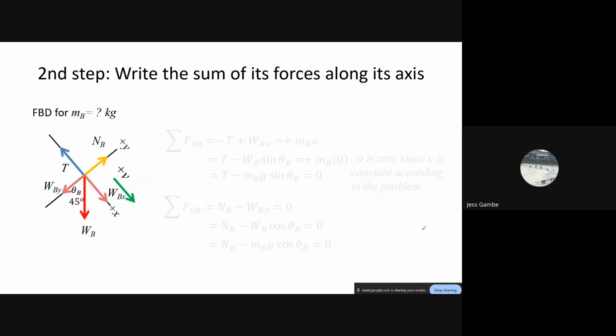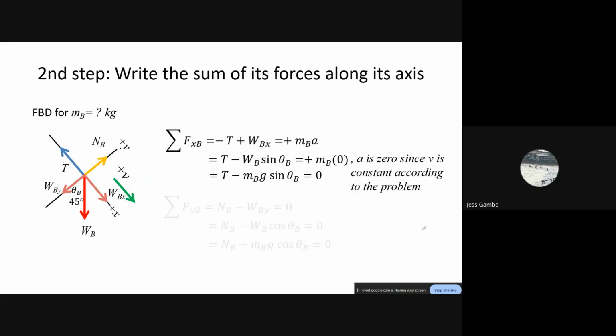Next is mass B, which is the unknown mass. We do the same. You have tension plus WBX equal to MB times a. Again, they are connected and moving at constant speed, so the acceleration is zero. So tension minus WB sine theta B equals zero, for the sum of forces along x.